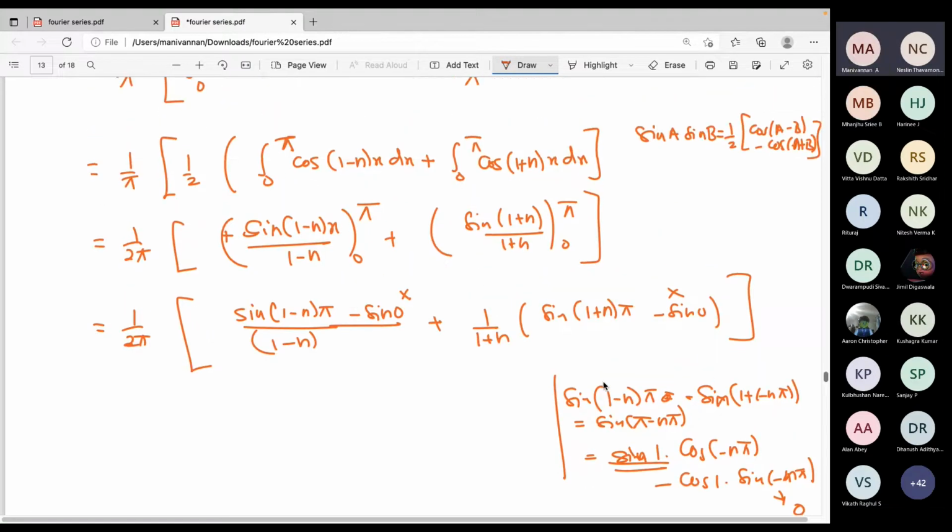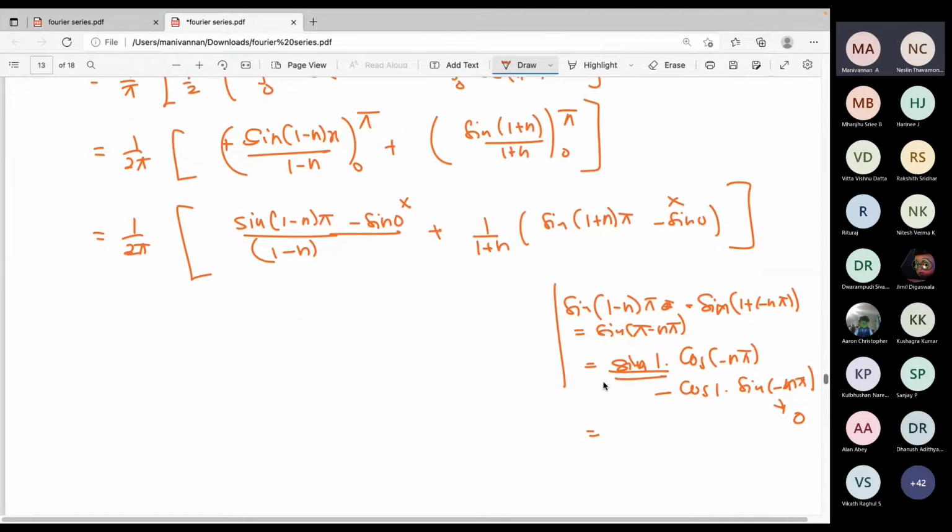Yes, sir. Then what will be the value for this? Actually, it is sine pi cos n pi minus cos pi sine n pi. Sine pi is 0, sine n pi is 0. Overall it is 0, right? Yes, sir. So these two things, sine of 1 minus n pi and sine of 1 plus n pi, are both 0. So my bn becomes 0.